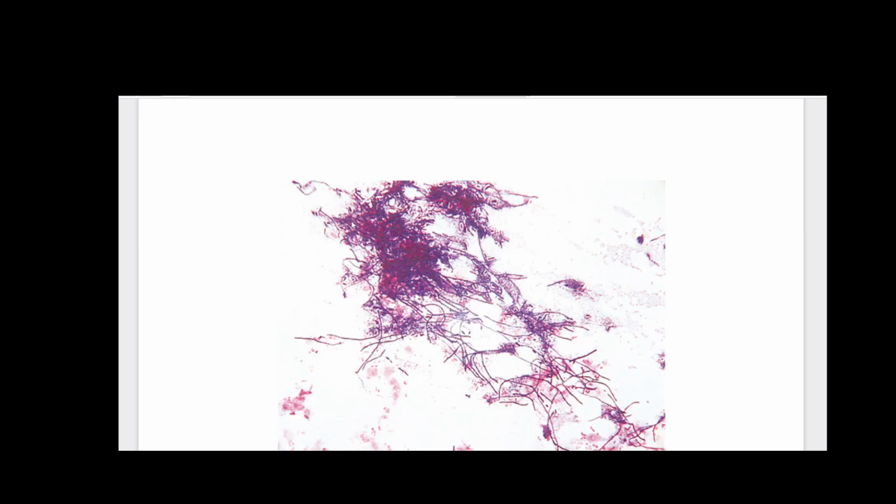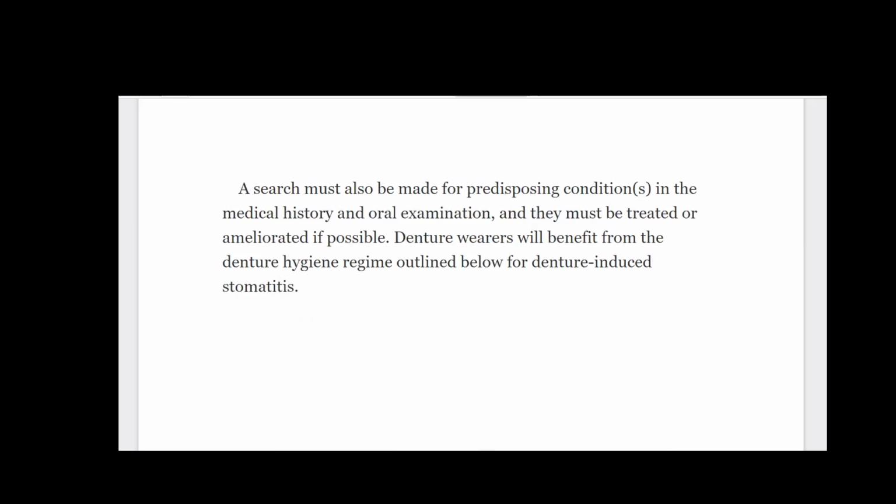Management. The diagnosis is made on clinical features supported by microscopy of a scraping. The infection itself is managed by dealing with any identifiable predisposing factors, and this alone may allow thrush to resolve. However, usually a course of topical antifungal is first-line treatment. The treatments for Candida infection and their indications are given in Appendix 15.1. A search must also be made for predisposing conditions in the medical history and oral examination, and they must be treated or ameliorated if possible. Denture wearers will benefit from the denture hygiene regime outlined below for denture-induced stomatitis.